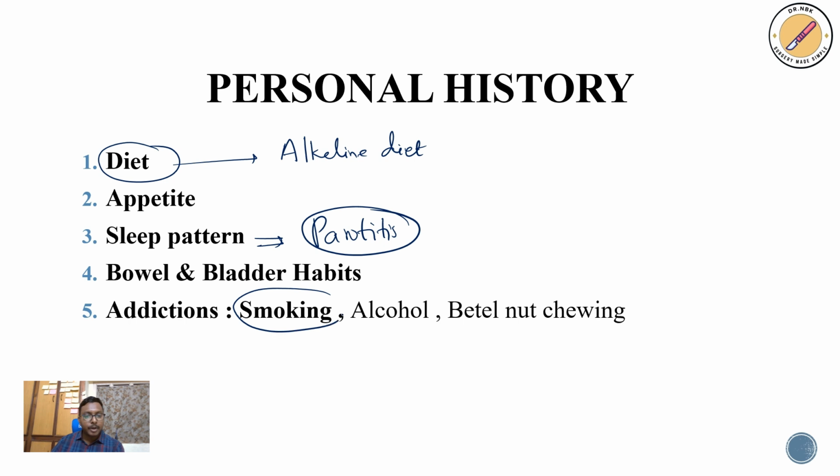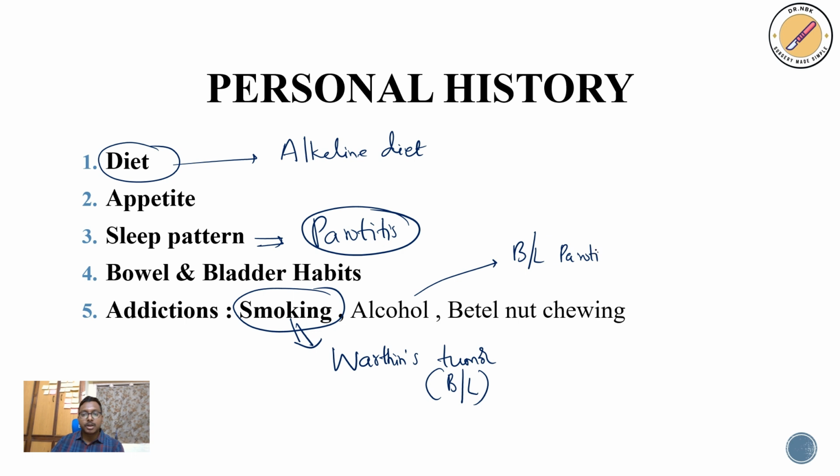Then another important point you need to understand is smoking causes one important condition of the parotid gland, nothing but Warthin's. Okay, so Warthin's tumor is more common in smokers, and please understand Warthin's tumor is more commonly bilateral. Then in general, alcohol causes bilateral parotid enlargement. That is one of the most important signs of liver cell failure.